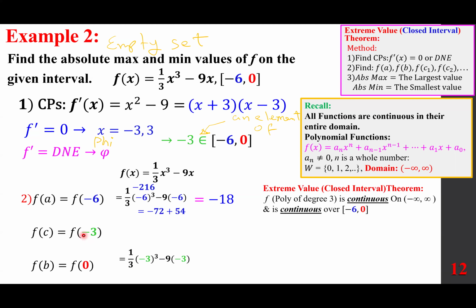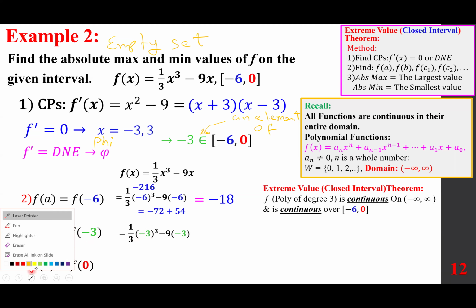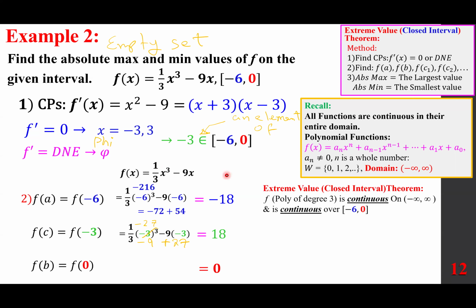Plug in negative 3 and evaluate. This is negative 27. Divided by 3 is negative 9. Negative times negative is plus. Positive 27. They add up to 18. And obviously, if you plug in 0, you get 0.